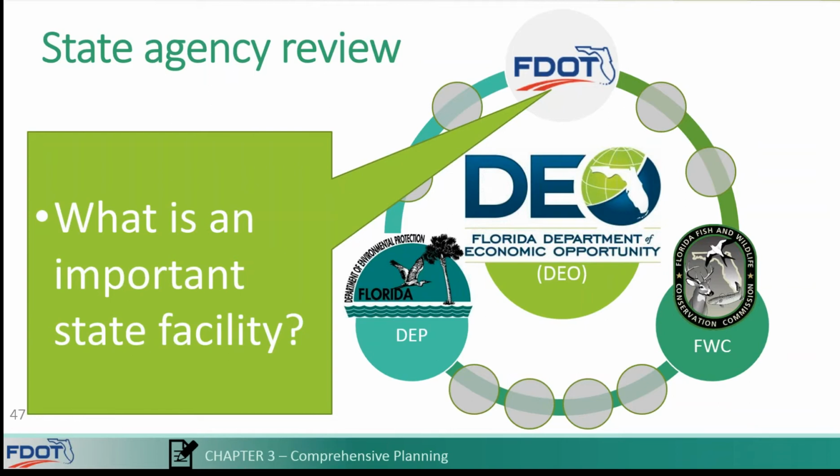So, comments and recommendations from FDOT on amendments must focus on transportation resources and facilities that are of state importance. Now, as you look at the slide, you may ask yourself, so what is an important state facility? Although we do not have time to talk about this topic today, it's important to note that House Bill 7207 never defined what an important state facility was in statute, and left it up to the state agencies that have jurisdiction over those resources, like DOT, to identify.